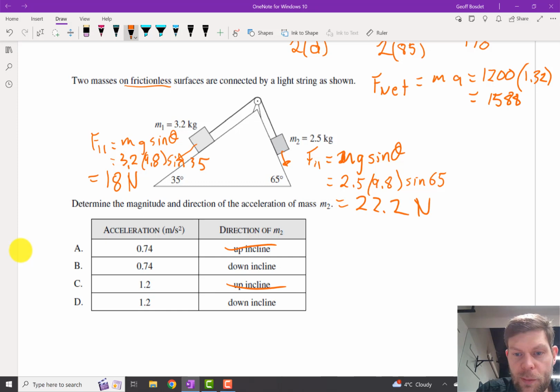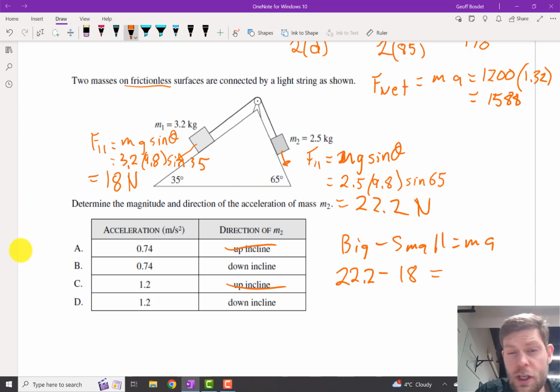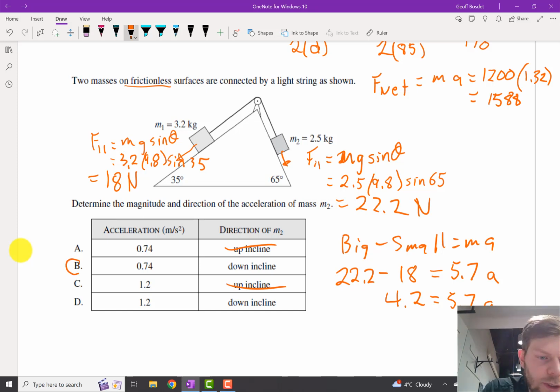And then all we have to do is big minus small. Big minus small equals MA. Big is 22.2 because it's a bigger number. Minus 18 gives us 4.2. And we're going to use total mass. 2.5 plus 3.2 is 5.7 times A. So we got 4.2 equals 5.7a, and that is going to be less than 1, so it is definitely 0.74.